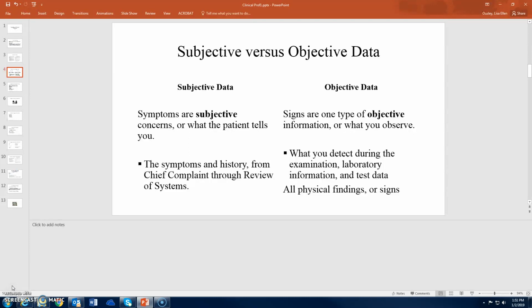So in contrast, Mrs. G is an older, overweight white female who is pleasant and cooperative. Height 5 foot 4 inches, weight 150 pounds, BMI 26, blood pressure 160/80, heart rate 96 and regular, respiratory rate 24, and temperature 97.5 Fahrenheit. So those are objective data findings.